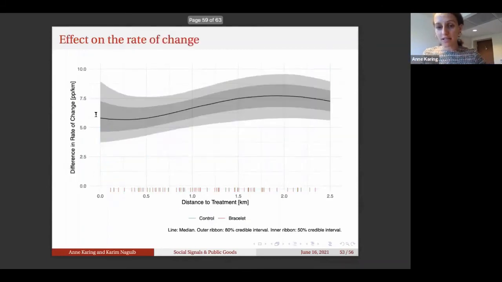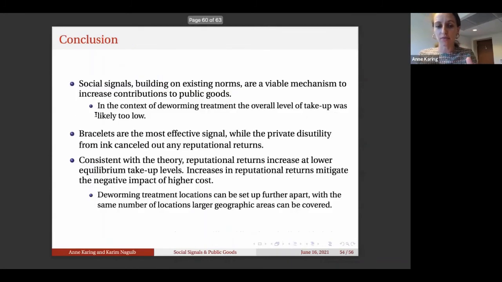So we can really see this difference, and it's roughly between 6 and 7.5 percentage points by which these social signaling incentives or visibility was able to mitigate the impacts that an increase in cost has for deworming treatment. So to conclude, we show in this paper that social signals building on existing norms are viable mechanisms to increase contributions to public goods. Bracelets in this context are the most effective signals.